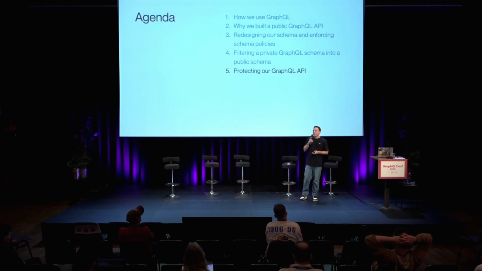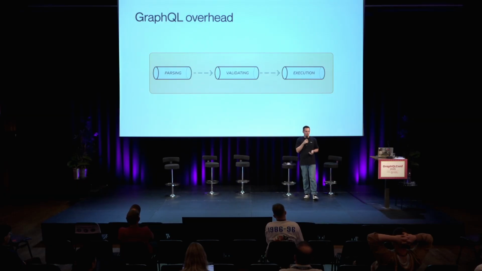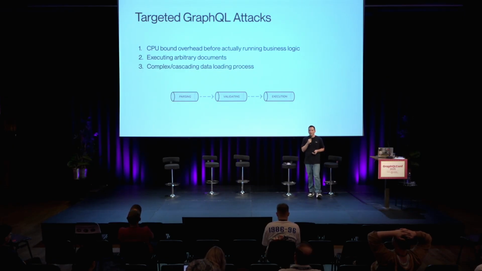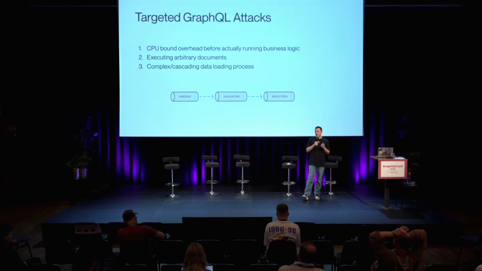Okay. So the last thing I want to talk about is how we protect the GraphQL API that we then designed. As you all know, GraphQL has some overhead. Whether it's the parsing, validating, or the execution, if you compare it to a REST API, there's a lot of overhead going on there, which basically allows targeted GraphQL attacks. All of these operations, parsing and validating, are CPU bound, and it's happening before even the execution starts. So before you actually start loading data, there's a lot of things going on.